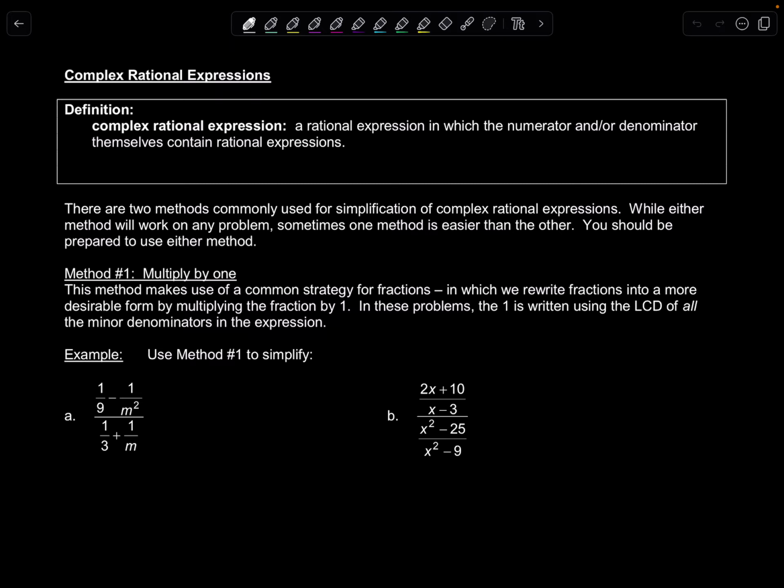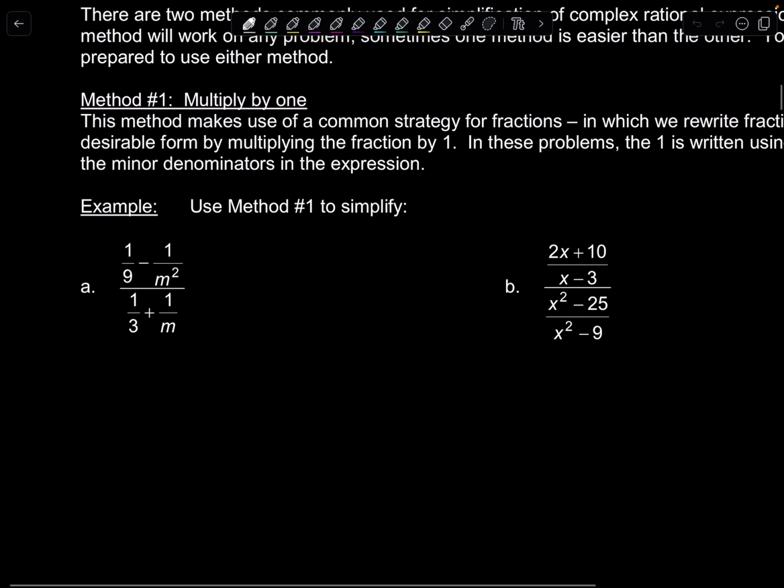So use method number 1 to simplify. Look here at this example. What I need to do is identify what the LCD is for all the minor denominators. What are minor denominators? All of the denominators of the rational expressions within the overall rational expression. So what would be the LCD for 9, m squared, 3, and m? Well, the LCD for 3 and 9 is 9, and the LCD for m and m squared is m squared. So the LCD for everything is 9m squared. Is that part okay? All right.